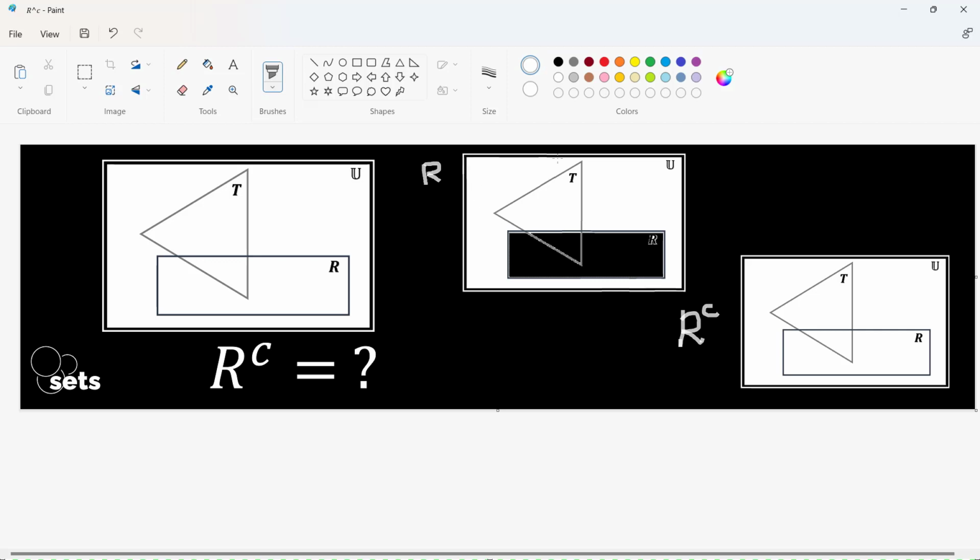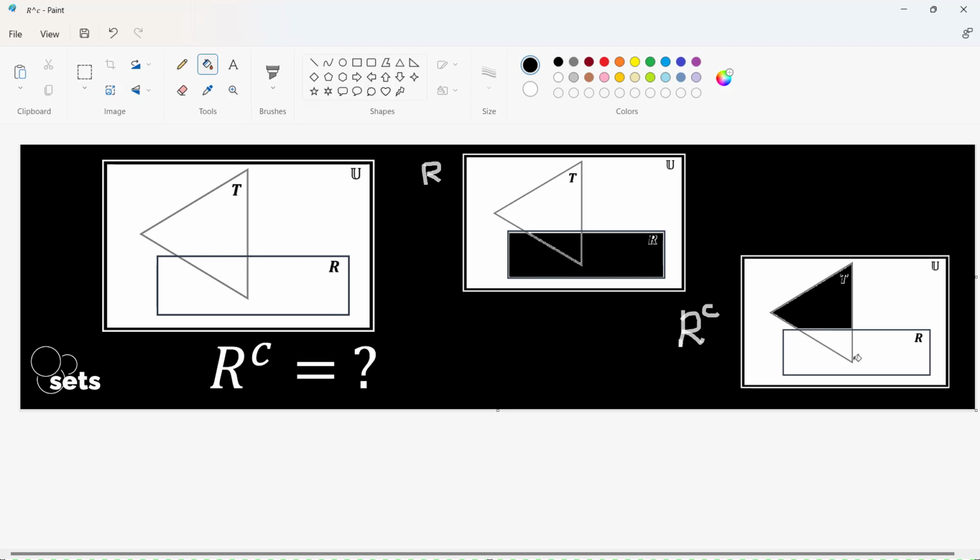So look at this here. This is our set R earlier. We shade this one here. So we're just going to do the reverse process. We're going to shade the outside, but not the rectangle here. So we're going to shade this region here, which is part of a triangle because it's outside set R.